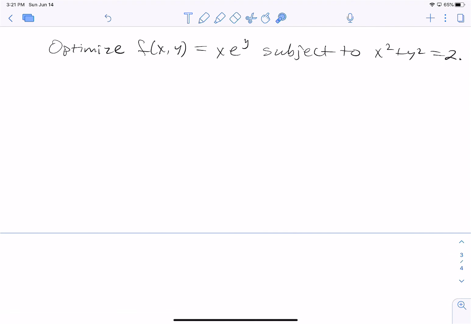Next up, optimize f(x, y) = x e to the y, subject to x squared plus y squared equal to 2. What I would like for you to do is set up the system of equations that we get by setting del f equal to lambda times del g. Come back when you have the equations set up.